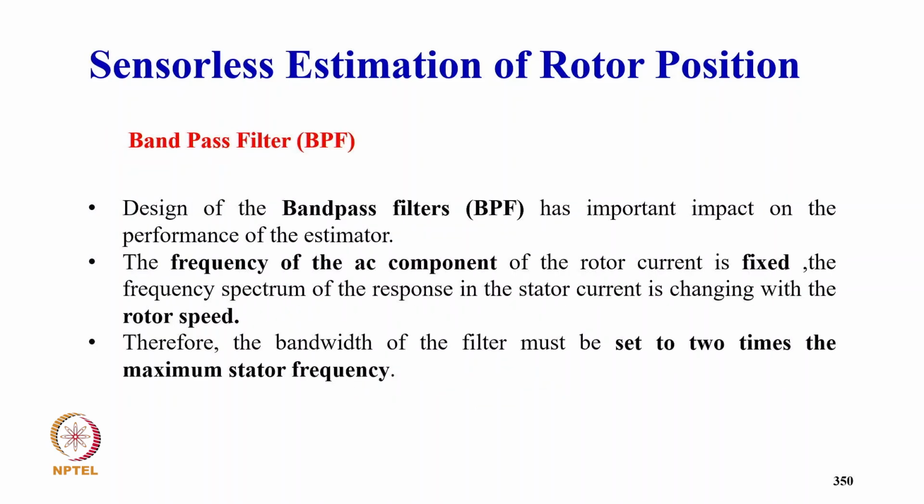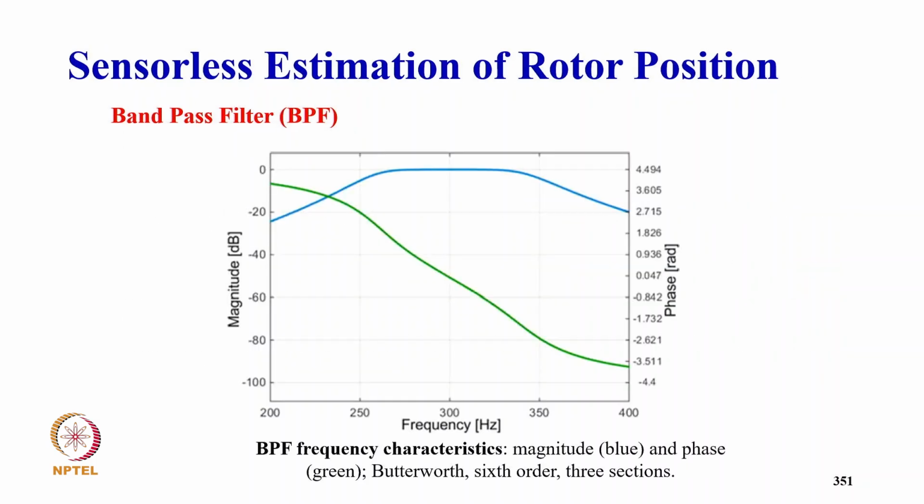Now coming to the band pass filter. So the design of the band pass filter has an important impact on the performance of the estimator. The frequency of the AC component of the rotor current is fixed. The frequency spectrum of the response in the stator current is changing with the rotor speed, and therefore the bandwidth of the filter must be set to 2 times the maximum stator frequency.